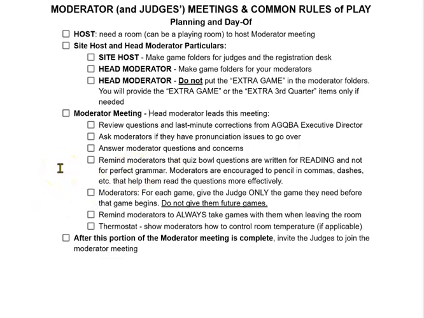Remind moderators that Quiz Bowl questions are written for reading and not for perfect grammar. I know sometimes in the review process, we get comments back about incorrect grammar. They're not written for grammar. They're written to be read well and have a smooth reading process. So there'll be commas put in places and dashes put in places. That means a moderator should take a breath there, because it's a natural place where we want emphasis as they're reading the question.